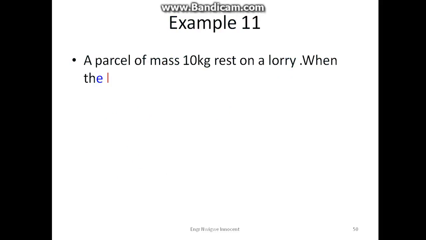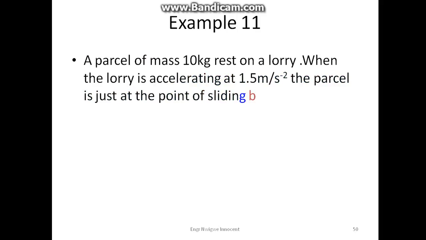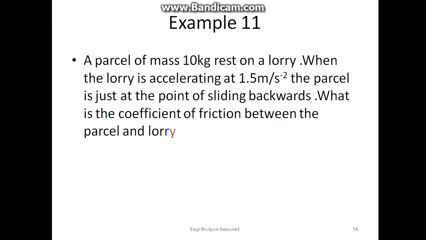Example 11. A parcel of mass 10 kg rests on a lorry. When the lorry is accelerating at 1.5 meters per second squared, the parcel is just at the point of sliding backwards. What is the coefficient of friction between the parcel and the lorry? Take the gravitational constant equal to 10 meters per second squared. Solution. Mass we are given to be 10 kg. Acceleration we have been given to be 1.5 meters per second squared. We are asked to find mu, the coefficient of friction.